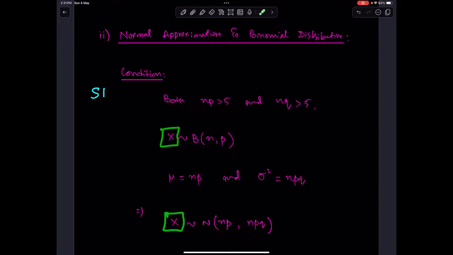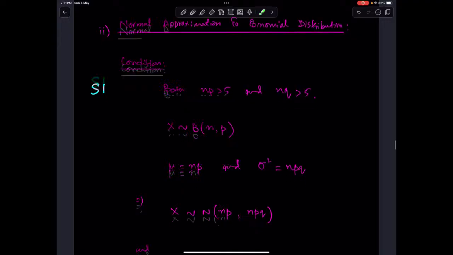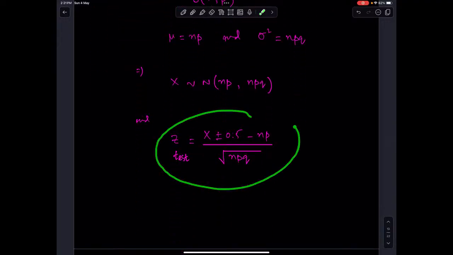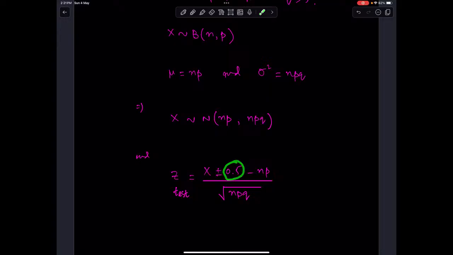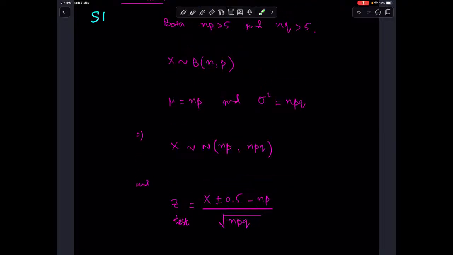While working with populations, we will use this formula of Z. This is the continuity correction, plus minus 0.5. And this is the mean, and this is the square root of the variance. So this is the second type of question in testing.